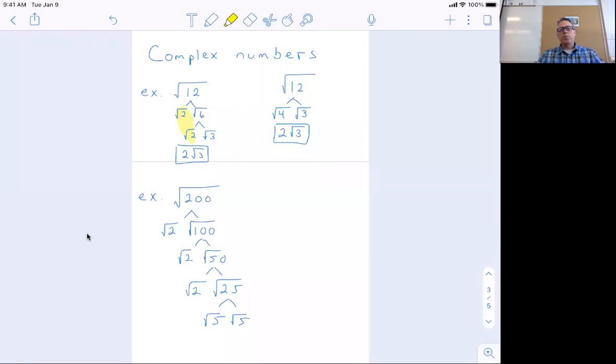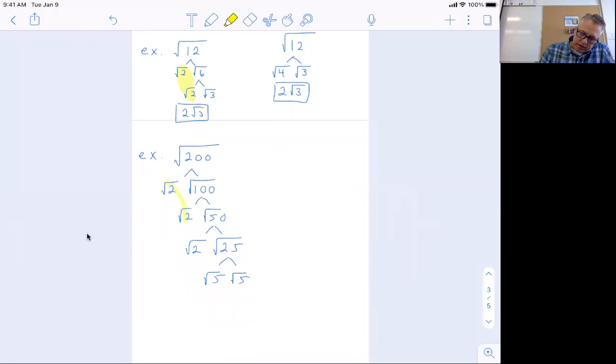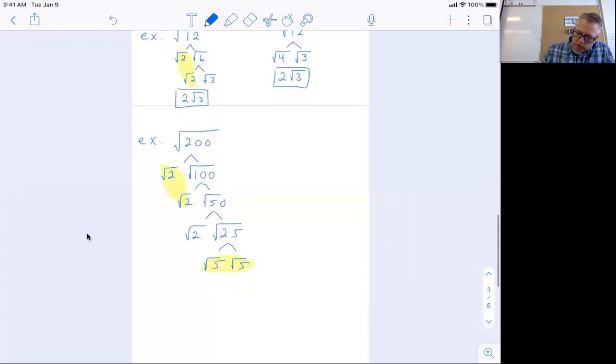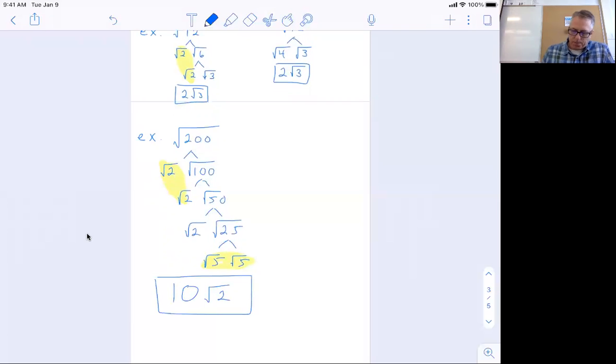So once we have it in all prime numbers, we want to look for pairs, and the pairs go on the outside. So that's 2 on the outside. This one doesn't have a partner, so I have to leave that underneath. That's 5 on the outside. And so I multiply 2 times 5, which is 10 on the outside. And remember, we still had that guy left over, doesn't have a partner, so that has to stay underneath.